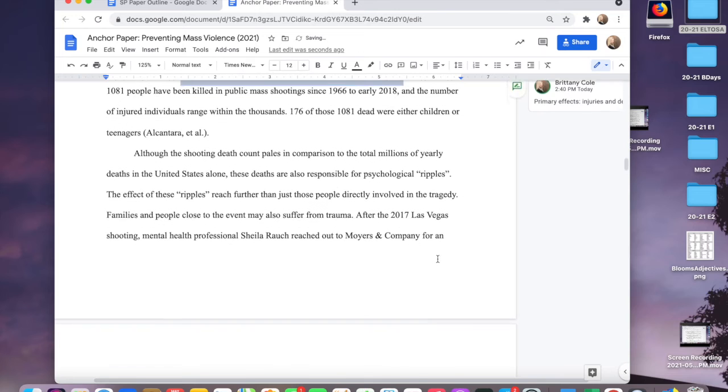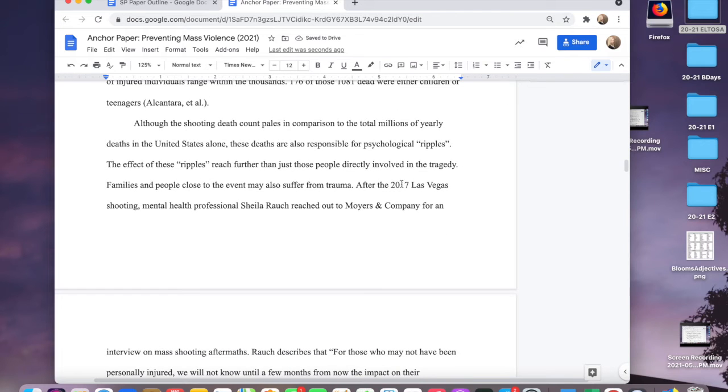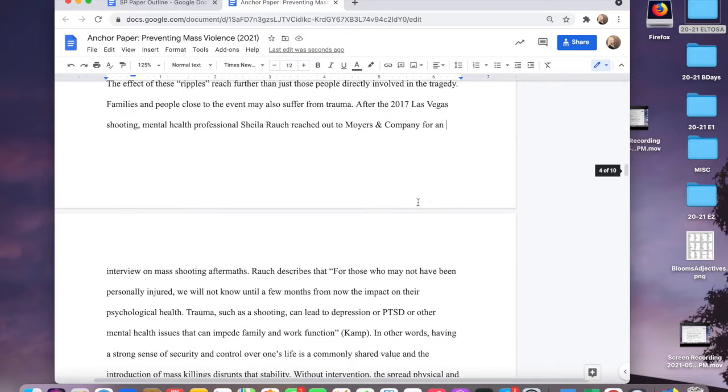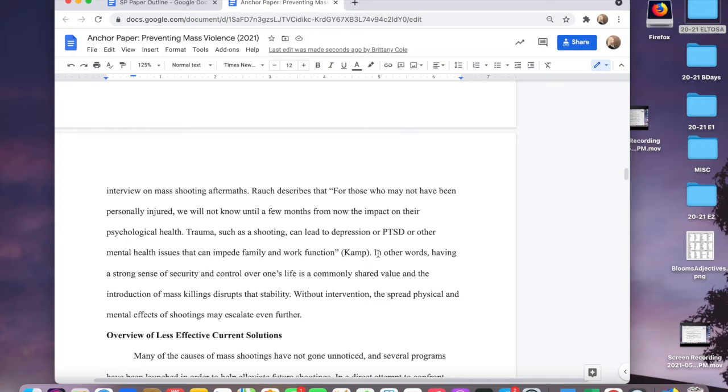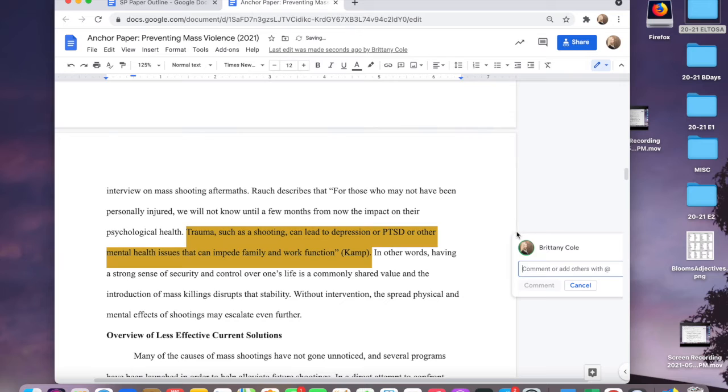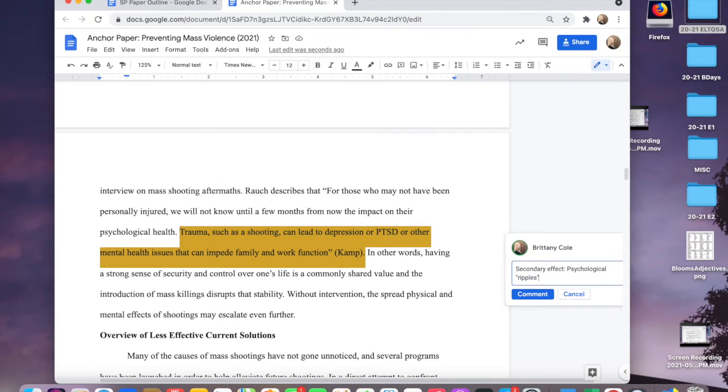Okay, and then moving forward, it goes into talk about the psychological ripples that take place after. The effect is a psychological ripple, and that family, friends, and those affected from tragedies experience things such as depression, PTSD, or other mental health issues. So I'm going to put secondary effect as the psychological ripples and or mental health issues stemming from being directly affected from a mass shooting.